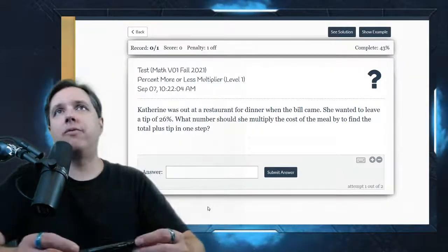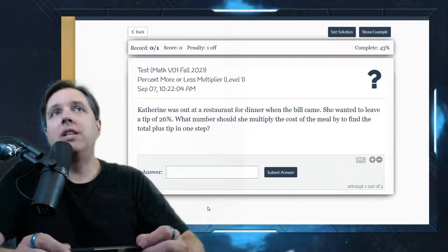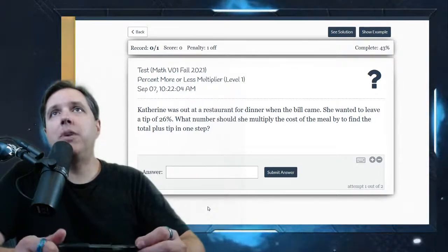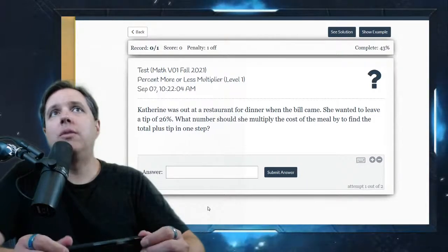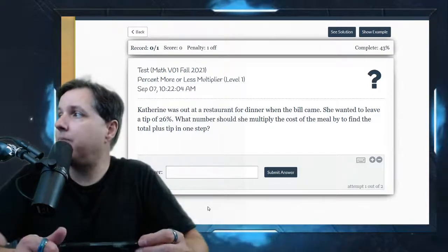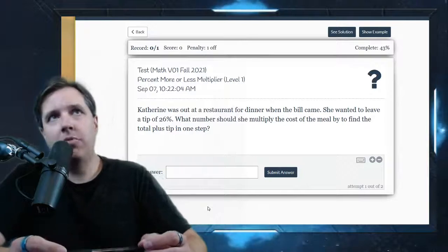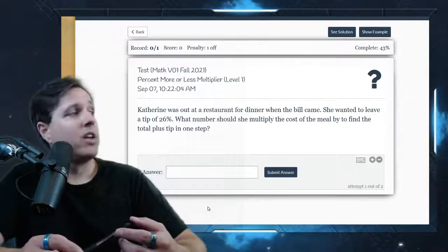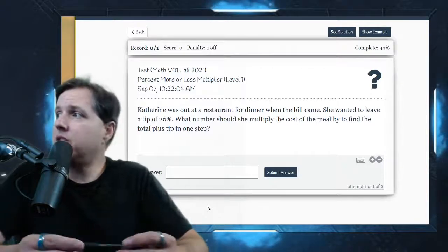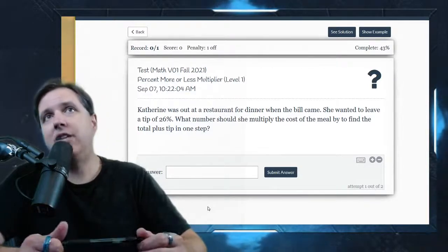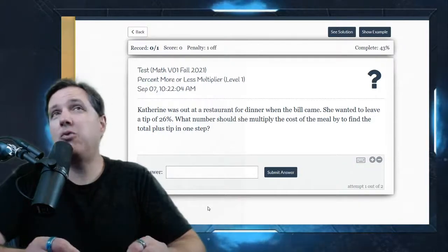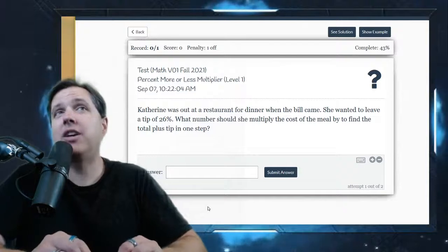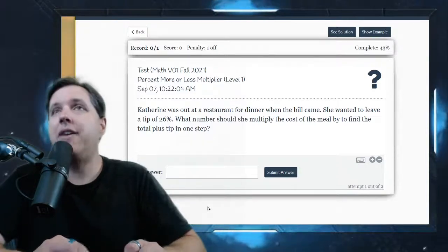Catherine was out at a restaurant for dinner when the bill came. She wanted to leave a tip of 26%. What number should she multiply the cost of the meal by to find the total plus tip in one step? Now, a problem like this has a number of different ways to go about solving it, right? I talked about this last time, that these types of problems, especially if they're round numbers like 10, 15, 20, 25%, you can do a lot of them in your head just by thinking about what's 10%, and then working from there.